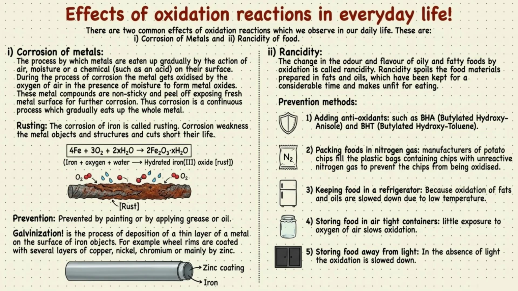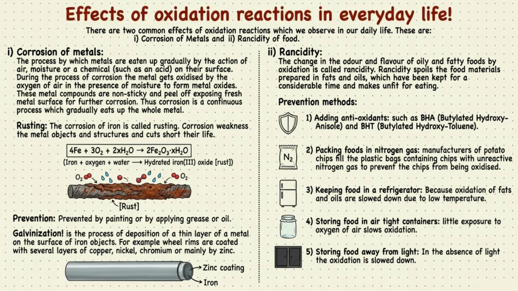Number 1, adding chemical antioxidants directly to the food. The two famous ones are BHA, which stands for butylated hydroxyanisole, and BHT, which stands for butylated hydroxytoluene. They sacrifice themselves to the oxygen so the food doesn't have to. Number 2, packing foods in nitrogen gas. When manufacturers make potato chips, they intentionally fill the plastic bags with unreactive nitrogen gas instead of normal air. This creates a shield, preventing the chips from being oxidized.